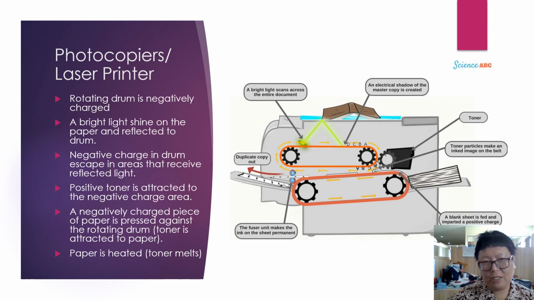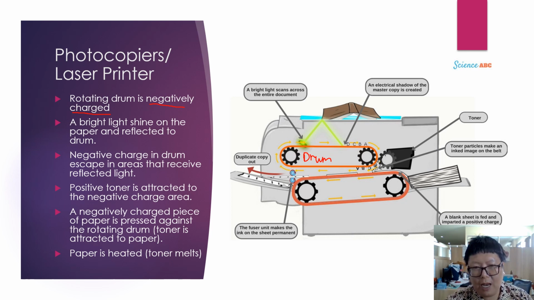Okay, the next application is in photocopiers or laser printers. I think this is very familiar, right? All of us have used a photocopier. Did you know that it uses static electricity to work? How does it work? The main component in the photocopier and laser printer is the drum. The drum will have a charge. In this case, the rotating drum is negatively charged.